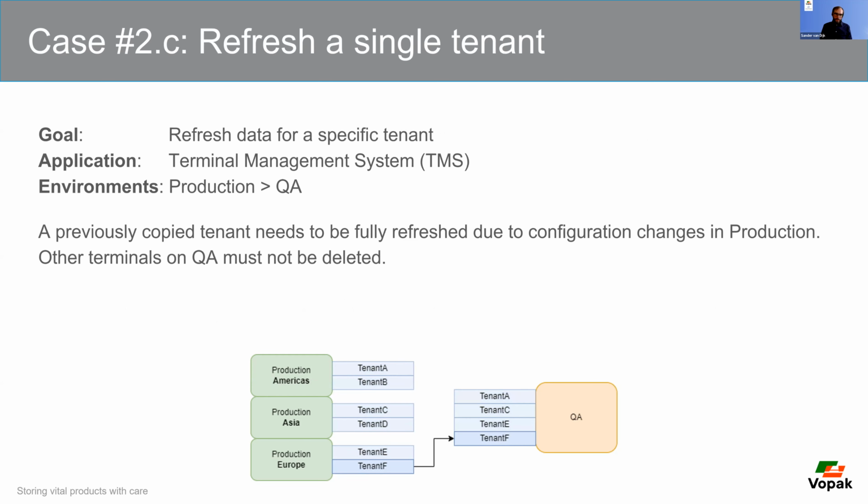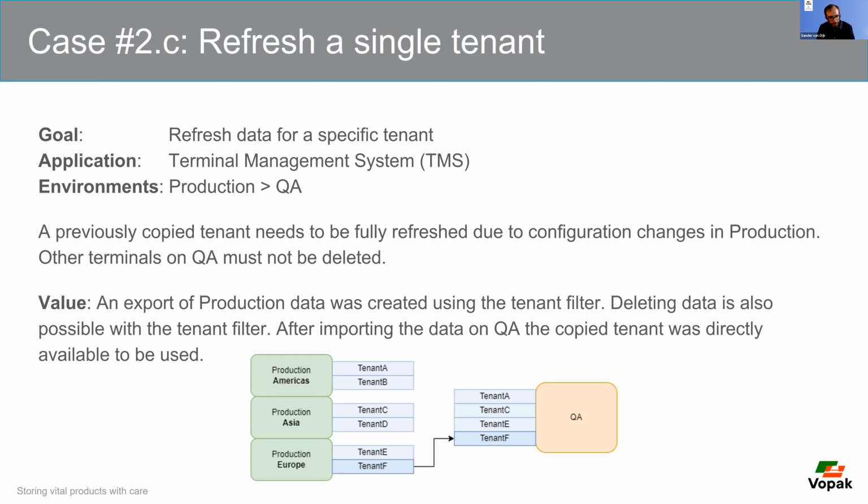Also, now and then we get a request: I want to refresh the data for a specific tenant. The idea is that we have the data already in the QA environment. All the tenants need to be there, but there's one tenant that needs to be refreshed. So in that case, we also created an export of that data using the tenant filter. And then on the target environment, we deleted data only using the tenant filter as well. So the tenant is basically cleaned up, and the other tenants can continue working.